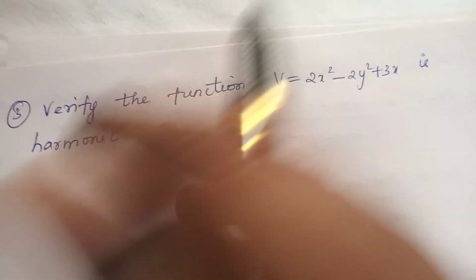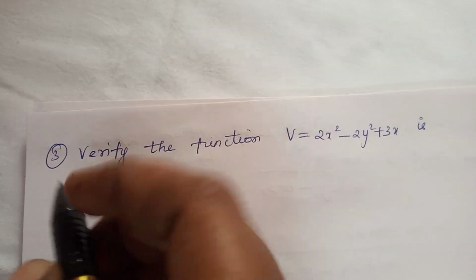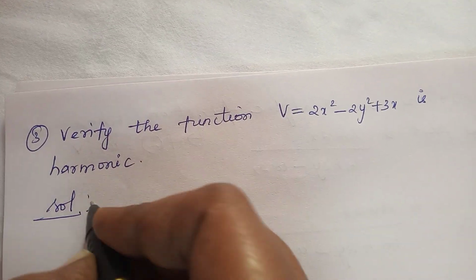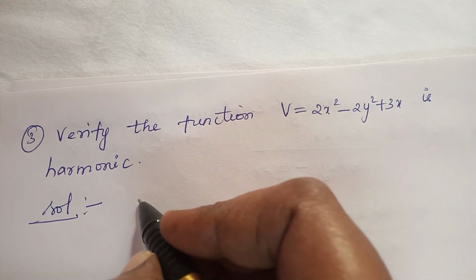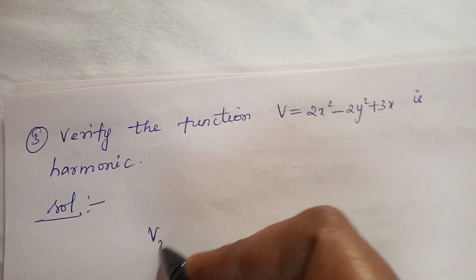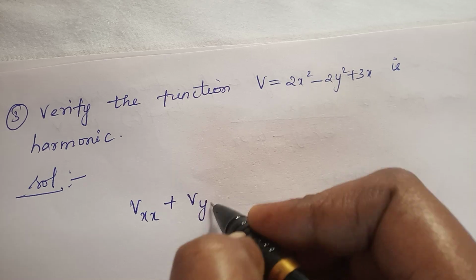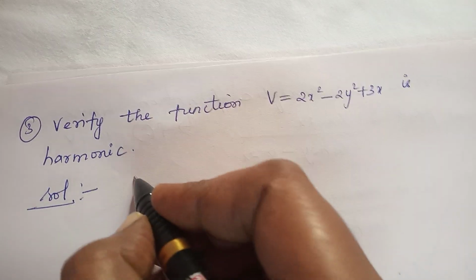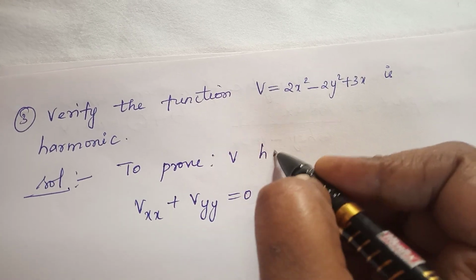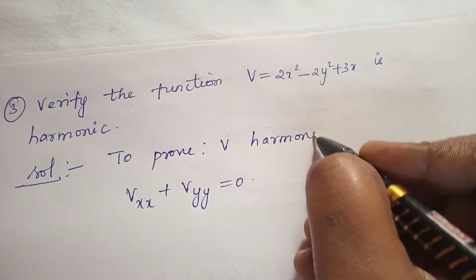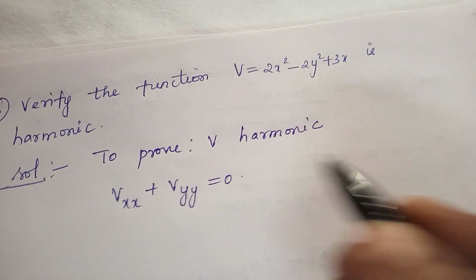Right. So this is question number 3. You are asked to verify the function v is harmonic. As I discussed previously, to verify v is harmonic, the condition is vxx plus vyy should be 0. That's what we have to prove.